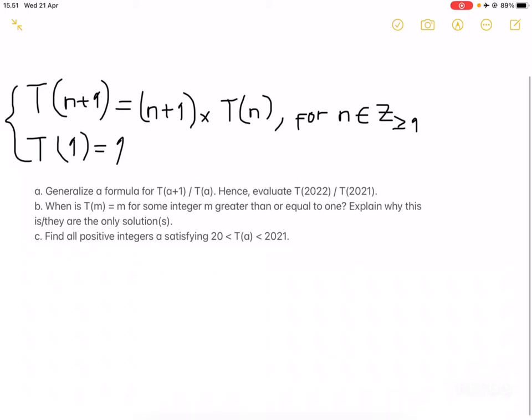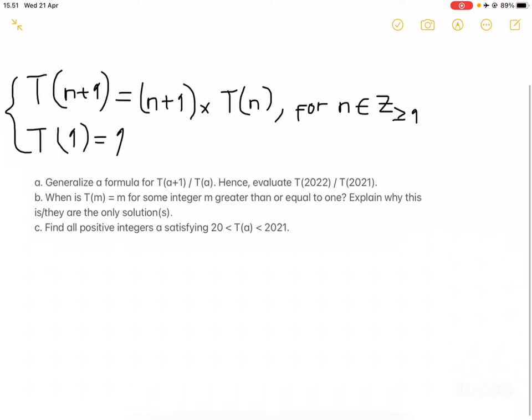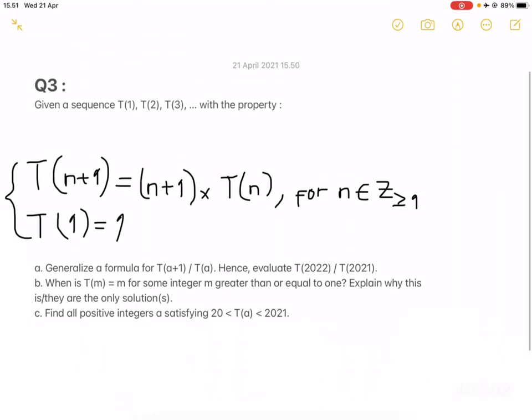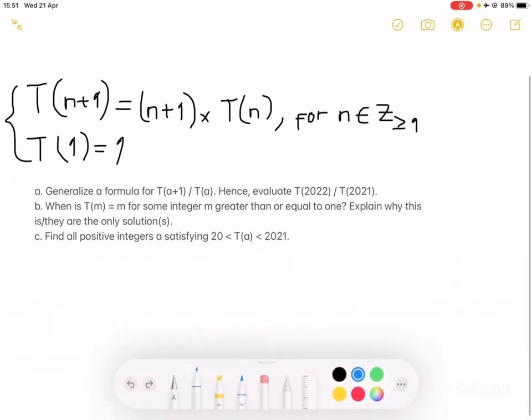And for the last part, we need to find all positive integers a satisfying this inequality. So we have 20 is less than t of a, but it's less than 2021. Alright, perhaps I'll just try to find an explicit form for t of n. So let's just play around with some values.